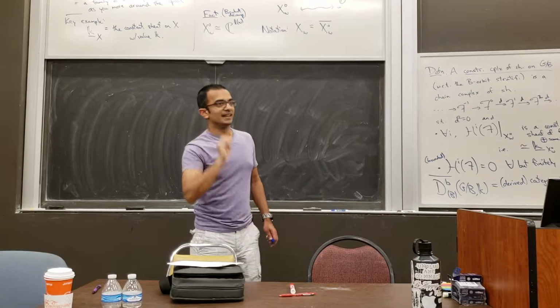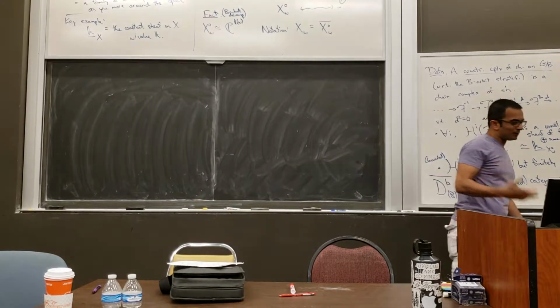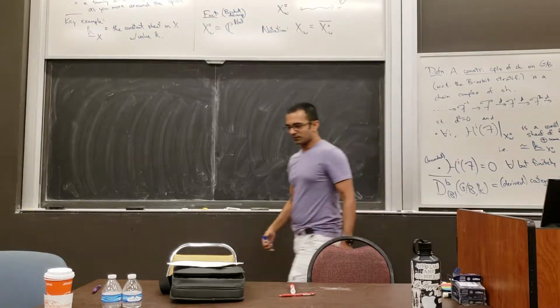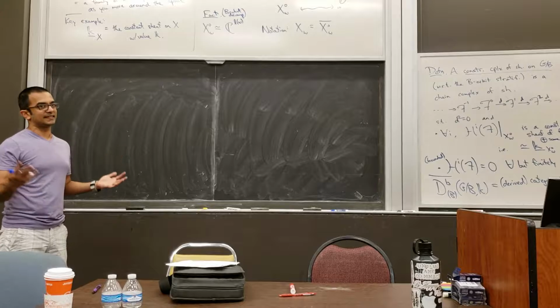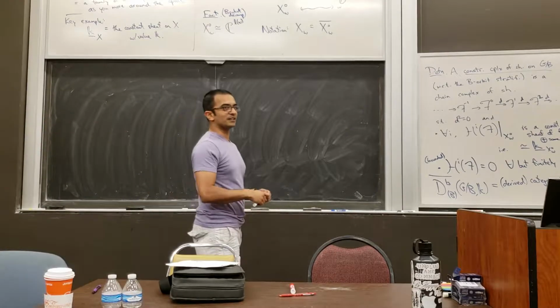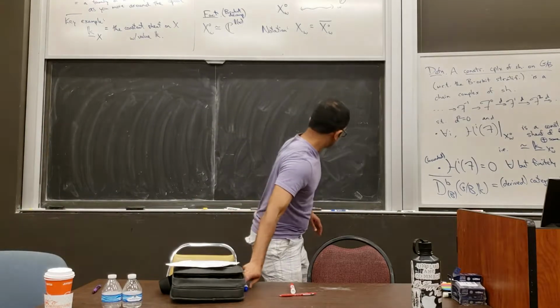It does, yeah. So this is one sort of foundational fact about sheaves: the functor of restricting to a subset is exact, and so that's why it commutes with taking cohomology. Okay.